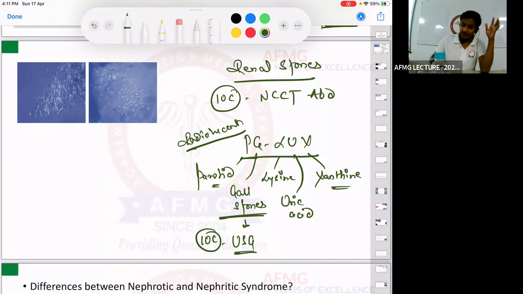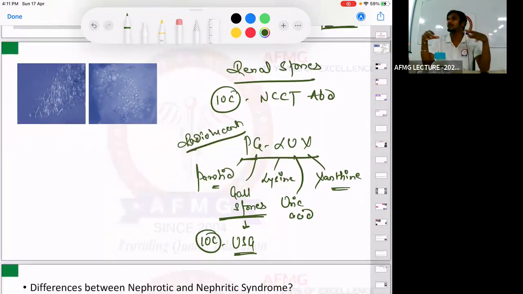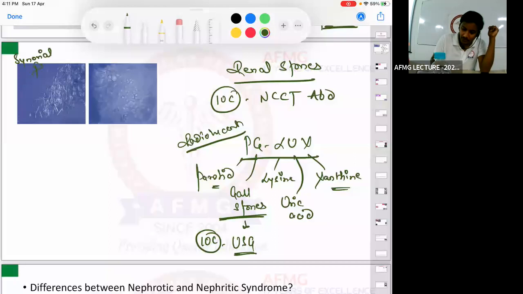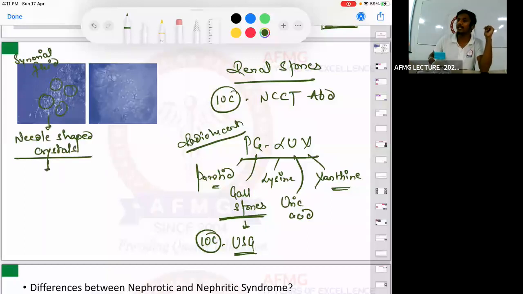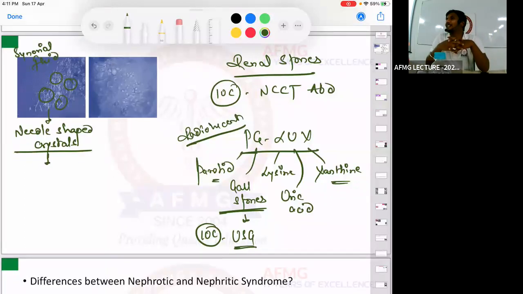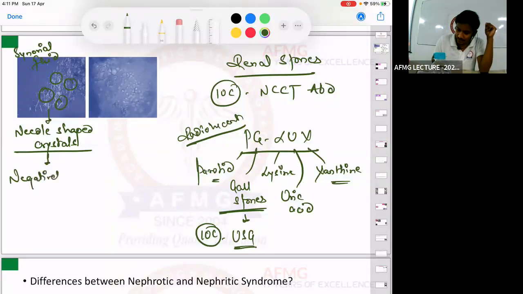Now, if a patient of chronic gout comes to you and you perform a joint aspiration, what do you check on joint aspiration? Synovial fluid. On synovial fluid microscopy, if I get these type of crystals, what are these? Needle shaped crystals. And when I see them under polarized microscopy, will they be positively or negatively birefringent? They are negatively birefringent.